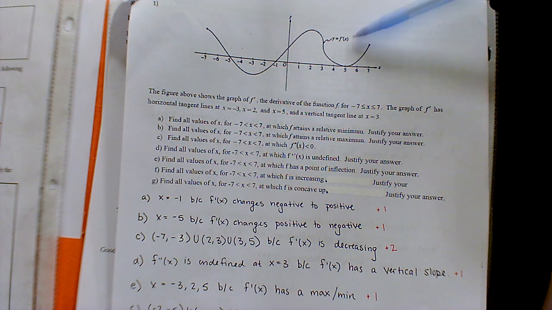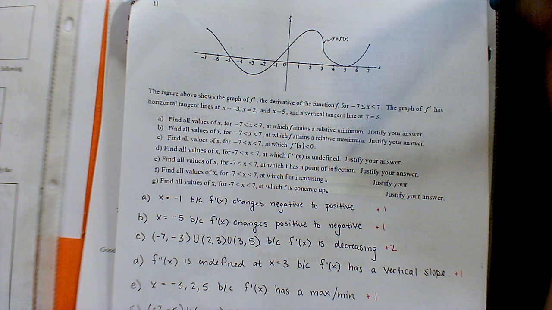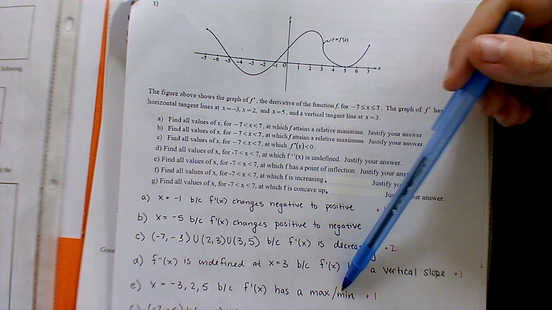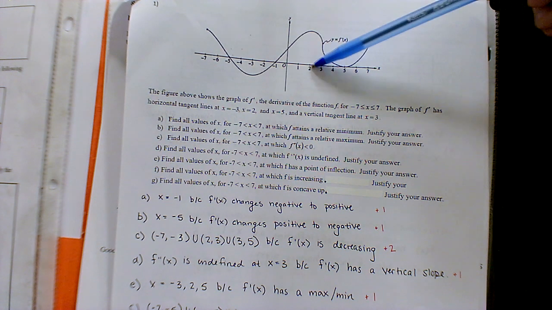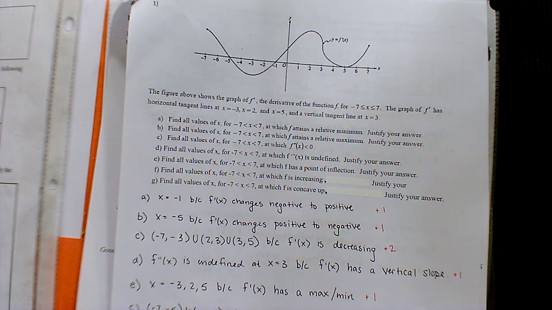So if a point of inflection happens where the second derivative is 0 and changes sign, that would mean the first derivative has to change from increasing to decreasing or decreasing to increasing. So those happen at maxes and mins. So -3, 2, and 5. But at 5, there's... Oh, wait.